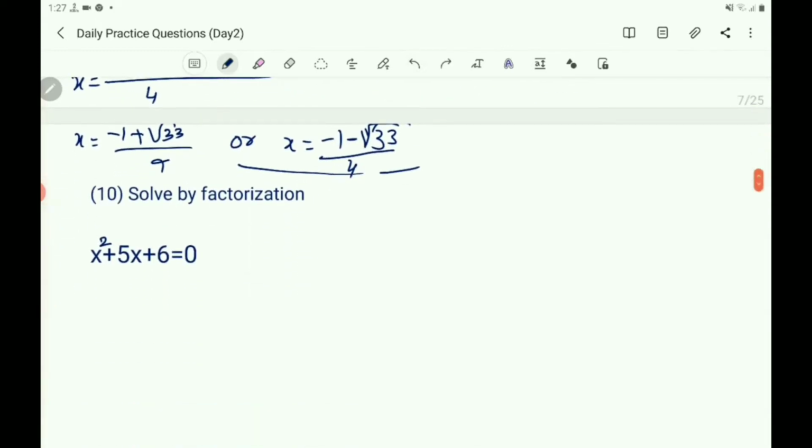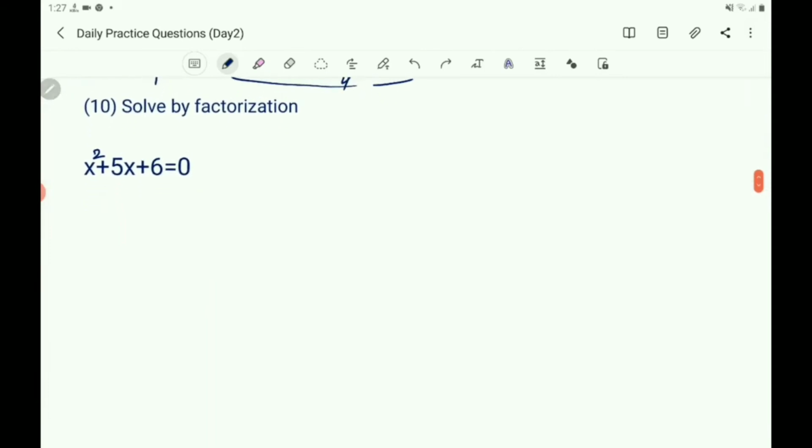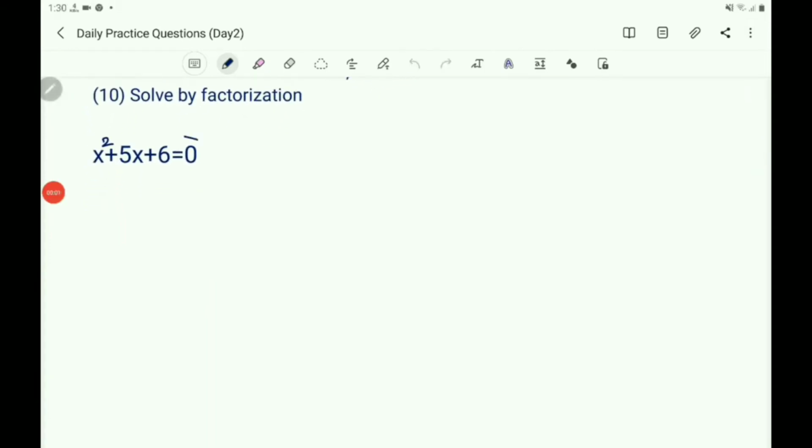Now let us take the next question. Solve by factorization. You write the quadratic equation x square plus 5x plus 6 equals 0. You know that the LHS is a trinomial. You know the method of factorizing the trinomial by splitting the middle term. So here we have to factorize, means the middle term 5x must be split into two terms in such a way that their product is the product of 6 and x square, and their sum is equal to 5x.